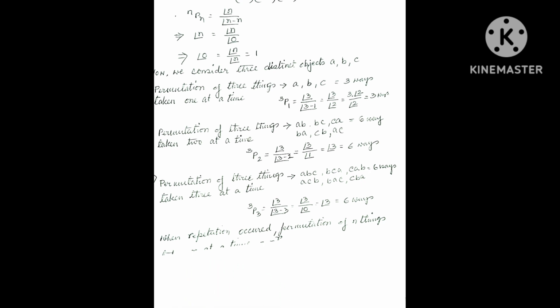When repetition occurs in permutation, if there is repetition, then the permutation of n things taken r at a time is n to the power r. So we find that if the objects are distinct, then nPr is equal to factorial n by factorial n minus r, and when repetition occurs, then the permutation of n things taken r at a time is equal to n to the power r.